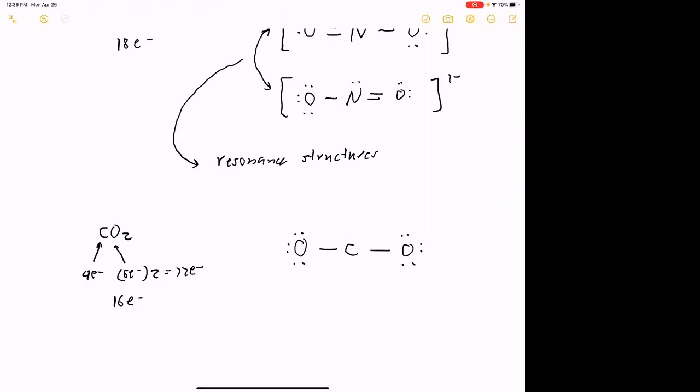Okay, so notice now that the oxygens are happy, right? They've got their octets. But what about carbon? Is carbon happy?